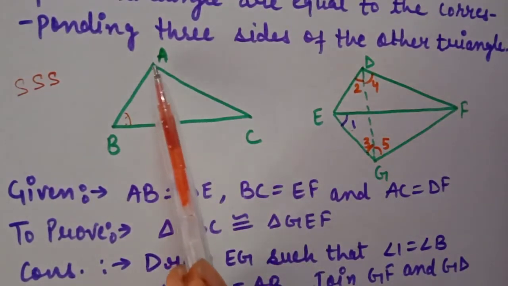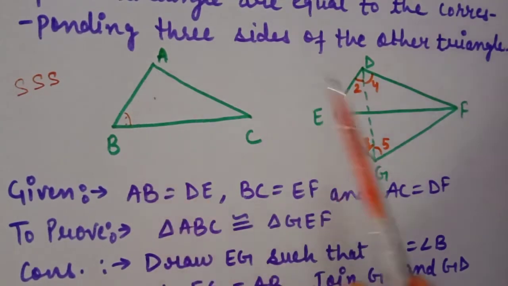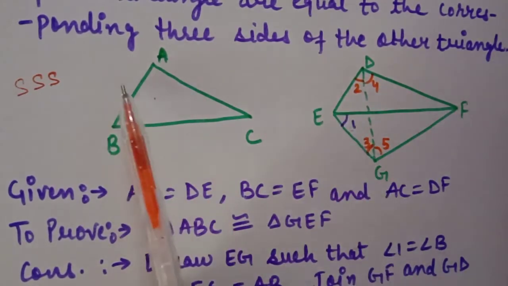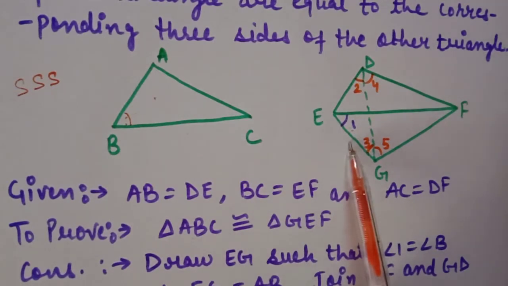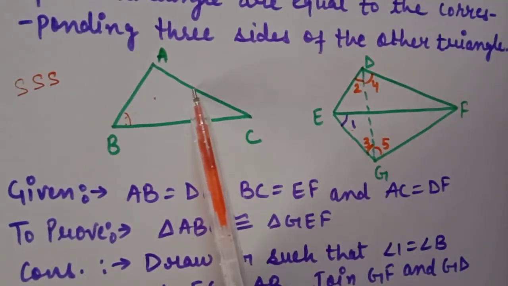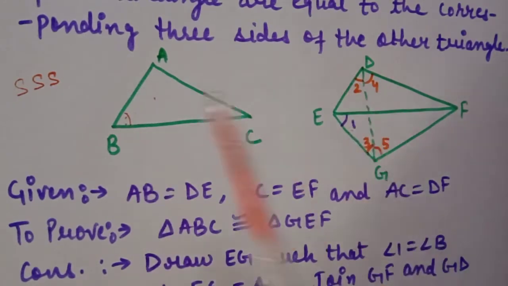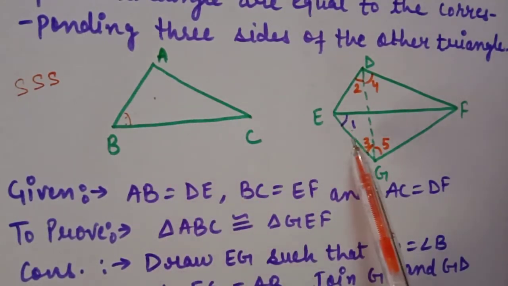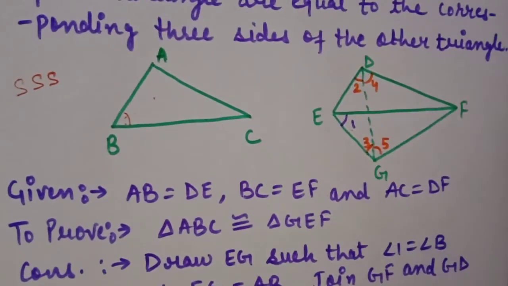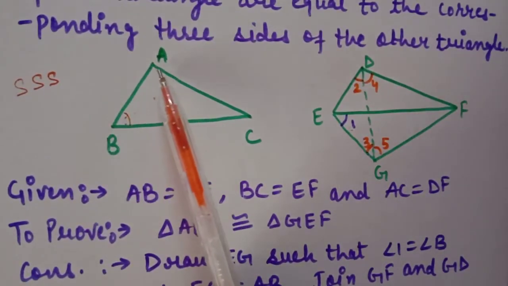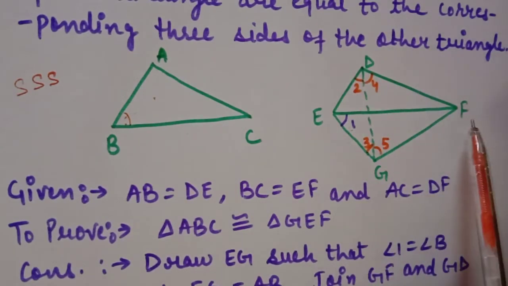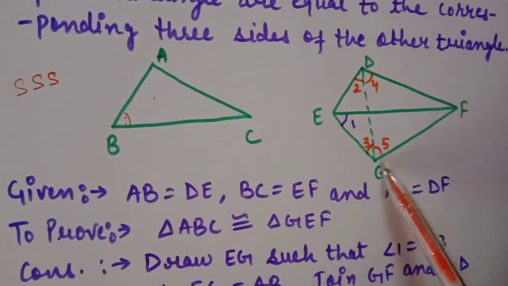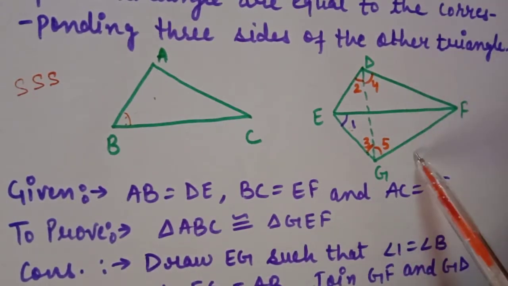Pay attention, students. It is already given that AB is equal to DE, but AB is equal to EG also by the construction. If AB is equal to DE and AB is also equal to EG, then definitely DE and EG are equal to each other. Same here also, AC and DF are equal to each other, it is given. AC and GF are also equal to each other by CPCT, because the two triangles are congruent to each other. So definitely these two sides are also equal to each other.